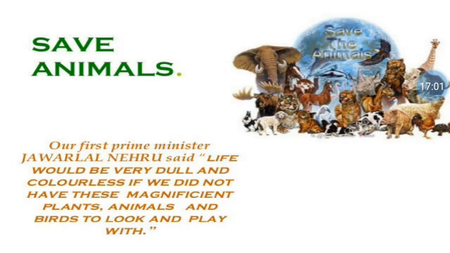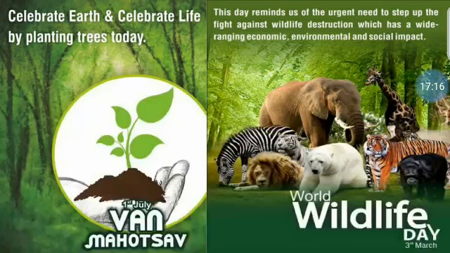Our ex-Prime Minister, Mr. Jawaharlal Nehru, said, life would be very dull and colorless if we did not have these magnificent plants, animals, and birds to look at and play with. To bring awareness in the minds of people, we are celebrating two important festivals, that is, Van Mahotsav on 1st July and Wildlife Day on 3rd March. How? By planting so many saplings and also to conserve wildlife, to save wildlife.